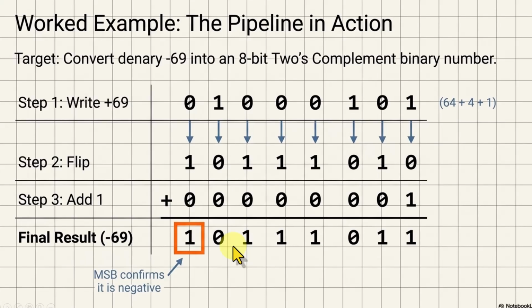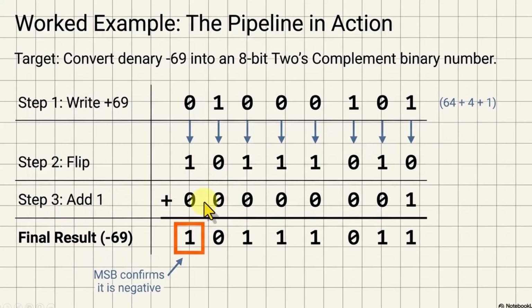See here, we want to store negative 69 as an 8-bit two's complement binary number. First of all, we write the positive 69. So this is positive 69: 1 plus 4 plus 64, which makes 69. Then step 2, flip that. 1 is changed to 0, 0 is changed to 1, 1 to 0, 0 to 1, 0 to 1, 0 to 1, 1 to 0, and 0 to 1.